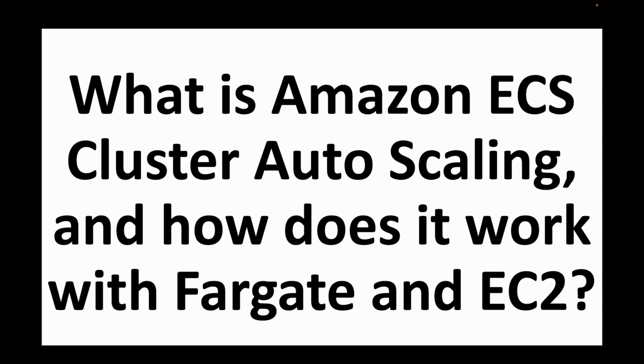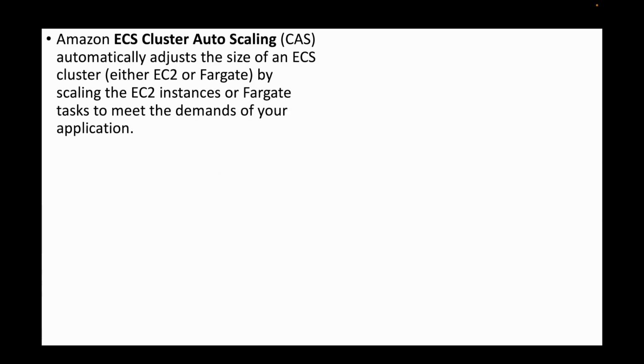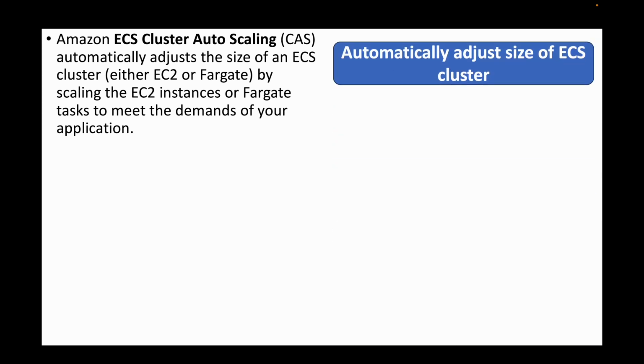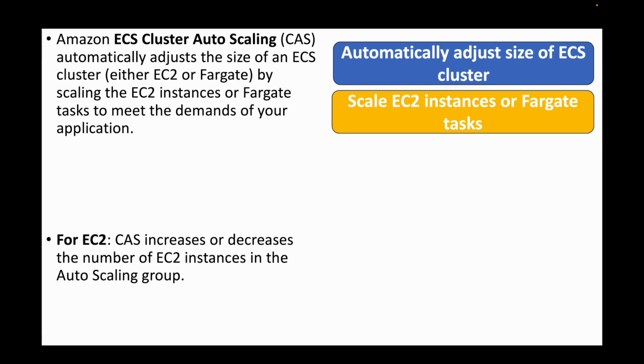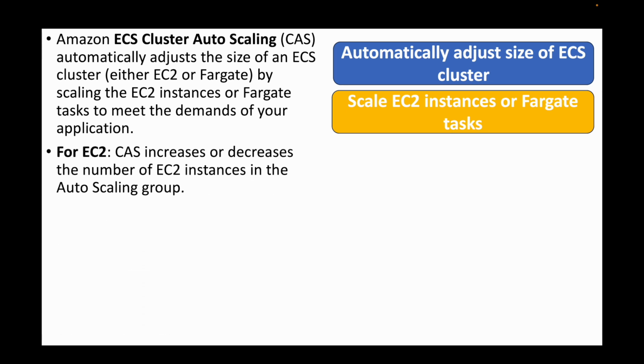The next question we have is, what is Amazon ECS cluster autoscaling and how does it work with Fargate and EC2? So ECS cluster autoscaler or CAS, this is again an autoscaling feature which will help you to adjust the size of your cluster. So whether you're using EC2 or Fargate. So if you're using EC2, then you're scaling up your instances. And if you're using Fargate, then you're basically increasing the capacity to meet the demands of your application.